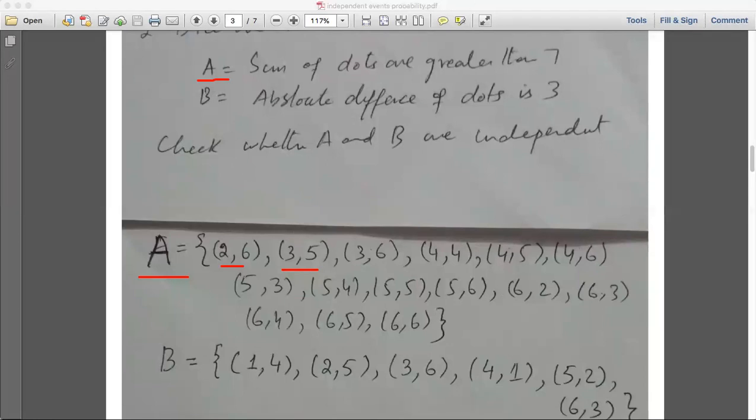And similarly for set B, हमें क्या चाहिए? Absolute difference of dots is 3. Absolute difference जो होगा डॉट्स का, अगर वो हम लें तो वो 3 के इक्वल आए. So you can see in set B we have such elements that have the absolute difference 3. कैसे 1 minus 4 करें तो -3 आएगा, उसकी absolute value 3 आ जाएगी. ओके, या 4 minus 1 कर लें तब भी 3 आएगा. 2 minus 5 करें उसकी absolute value 3 आएगी, और 5 minus 2 करें. So you can see all the elements in set B have the absolute difference 3. जितने भी इसके अंदर एलिमेंट्स हैं उसका absolute difference हमारे पास 3 आ रहा है.